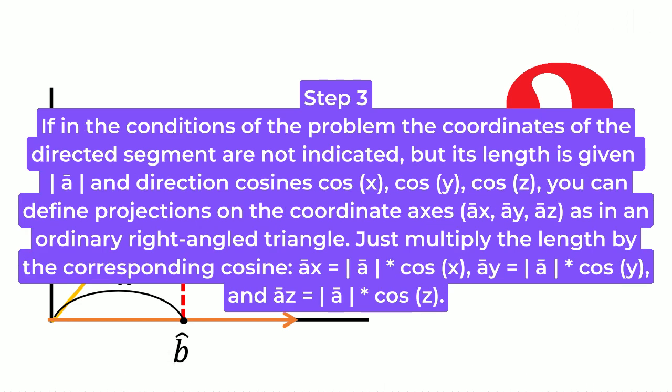Step 3. If in the conditions of the problem the coordinates of the directed segment are not indicated, but its length is given, A, and direction cosines cos x, cos y, cos z, you can define projections on the coordinate axes, ax, ay, az, as in an ordinary right-angled triangle. Just multiply the length by the corresponding cosine: ax = A * cos x, ay = A * cos y, and az = A * cos z.